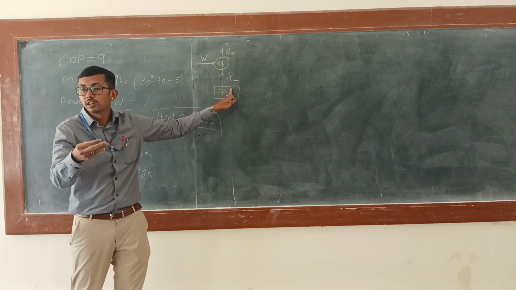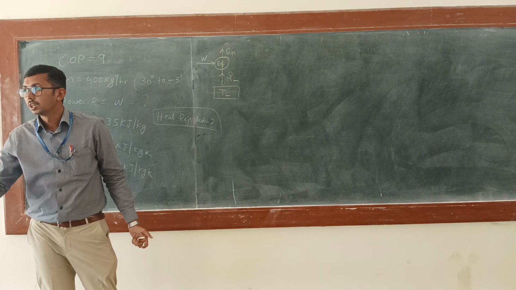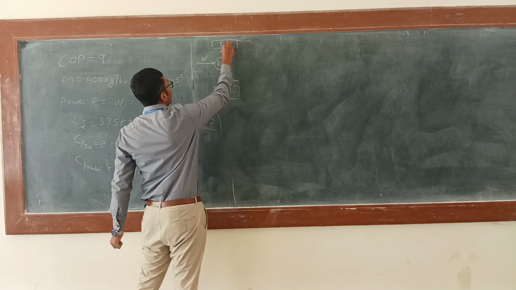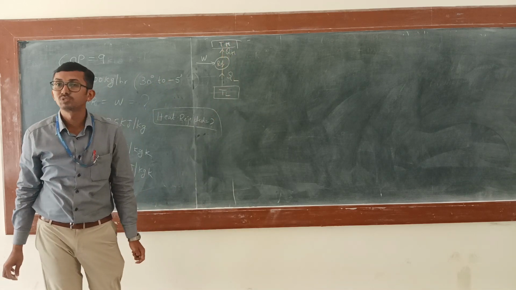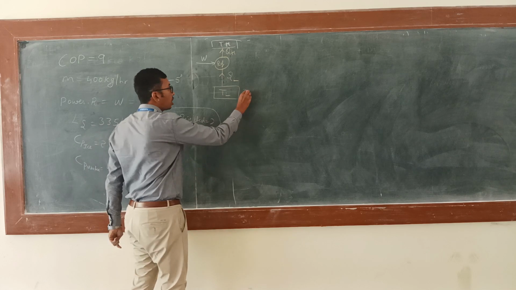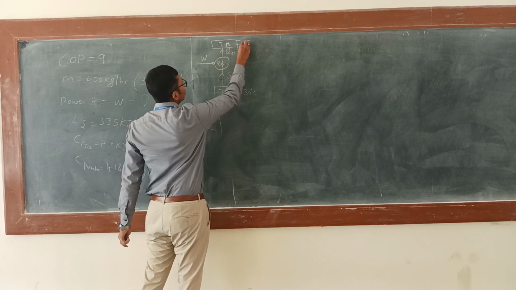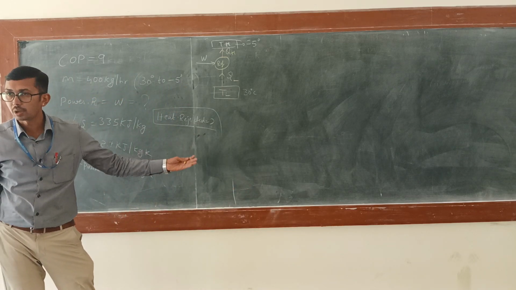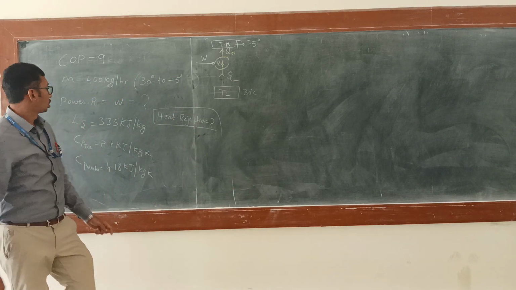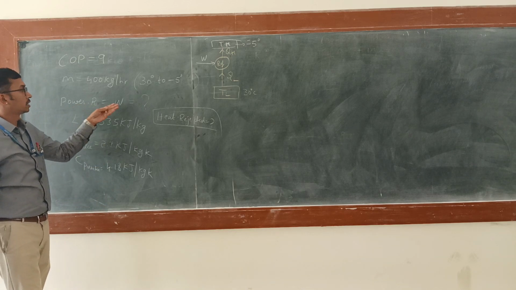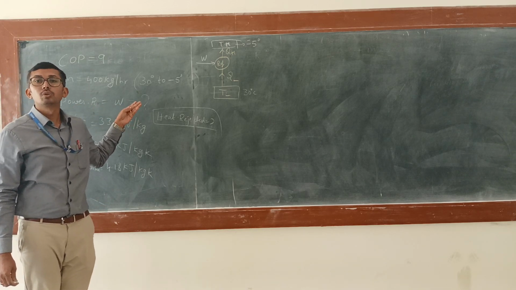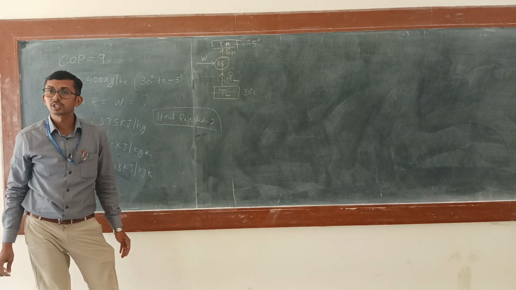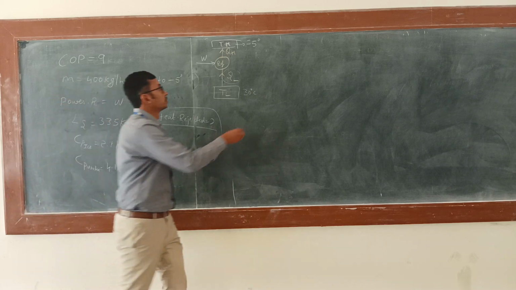QL is nothing but the refrigerating effect. We need to convert the water from 30 degrees Celsius to minus 5 degrees Celsius. So this is the objective. Now we have to find the power required, that is W. Before that I need to find QL. How to find QL? That is the refrigerating effect.